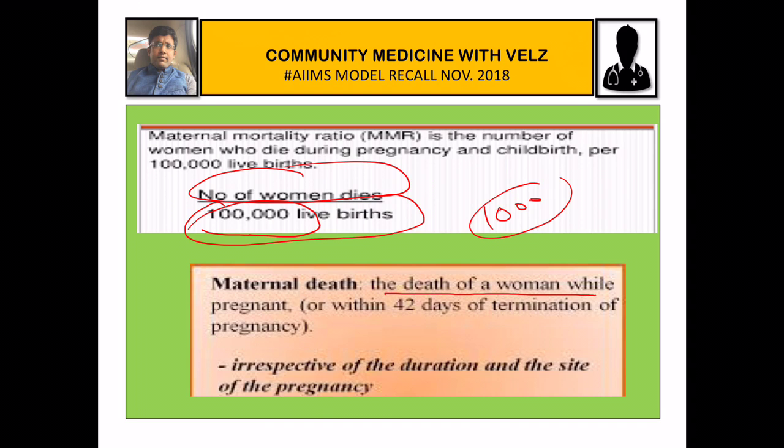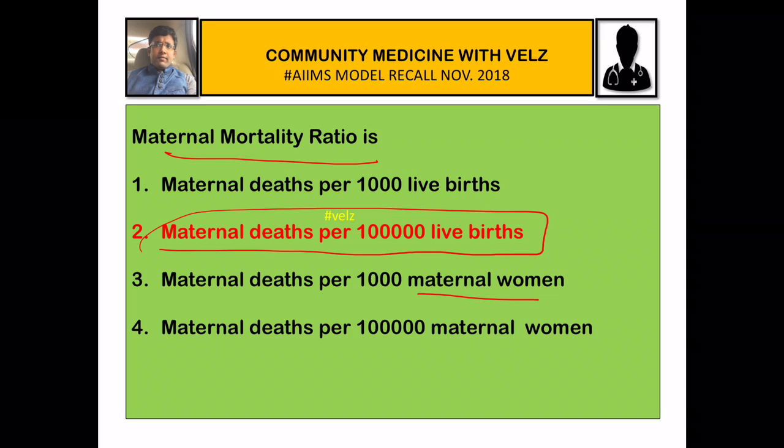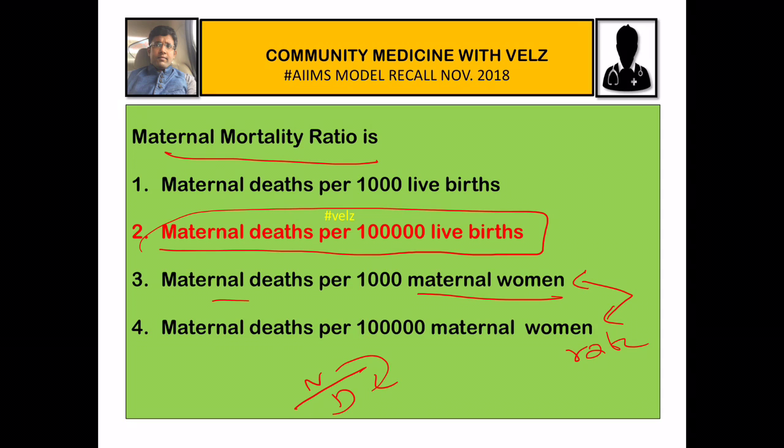Death of a woman while pregnant or within 42 days of termination of pregnancy, irrespective of the duration and site of the pregnancy. That is mainly due to the causes caused by pregnancy or other adjoining causes. We should not include accidents into this. So the answer will be maternal mortality ratio is maternal deaths per 1 lakh live births. See here it is maternal woman, here these two, they are like rate, because numerator is a part of denominator. So these two are the possible choices. In this we have per 1 lakh.